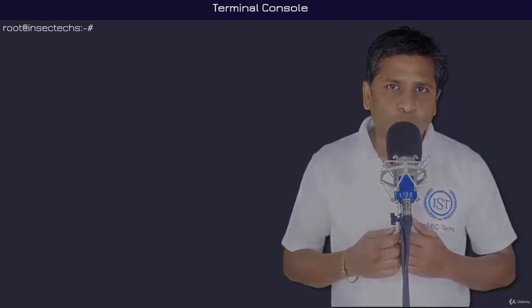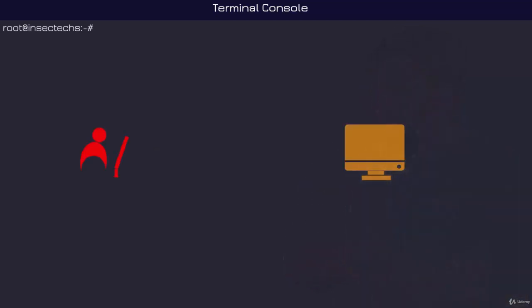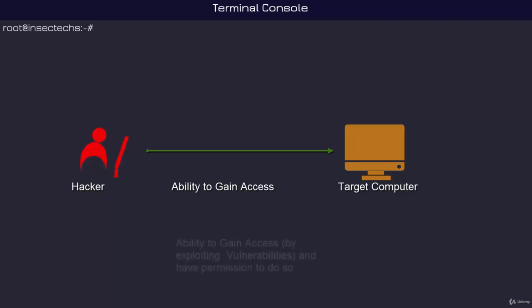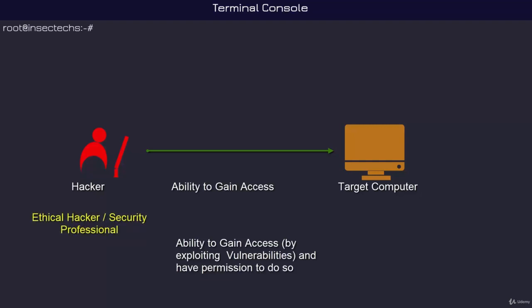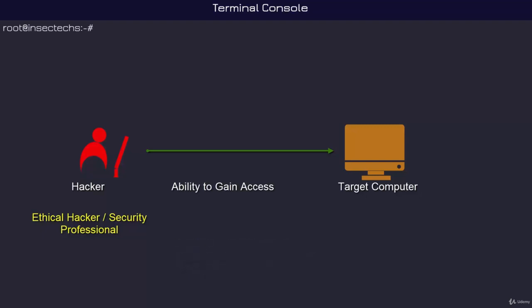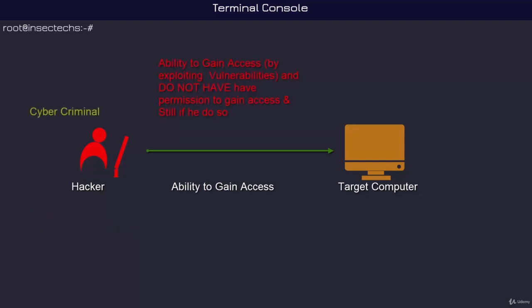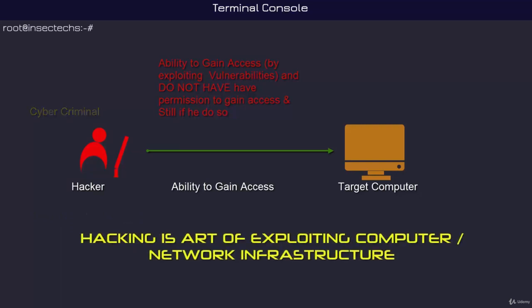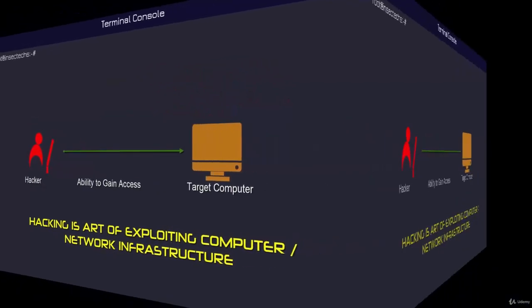So let me explain it once again over here. Take this computer. This guy has the ability or skills to hack this computer and gain access to it. And if he is gaining access to this computer with permission, then this guy is called an ethical hacker or a security professional. And if he is using the same skills to gain access to this computer without permission, then he is called a cyber criminal. So understand, hacking is an ability, it is a skill set, or it is an art of exploiting computers.